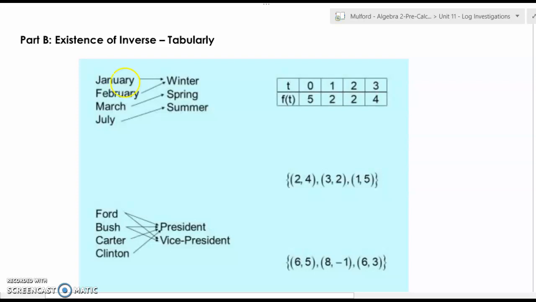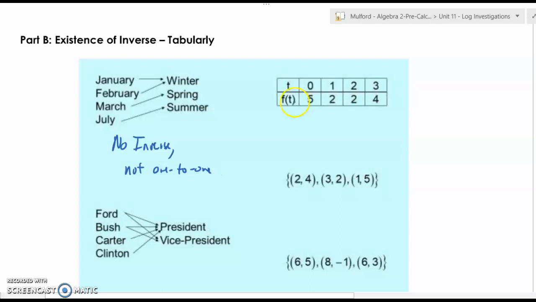So if we look at this first relationship, January, February, March, July, these are 4 different months. Each of those goes to one season. But if I try to reverse winter, I don't know if I should go back to January or February. And so this one has no inverse because the output has a problem. We got it repeating input here. So no inverse because it's not 1 to 1.